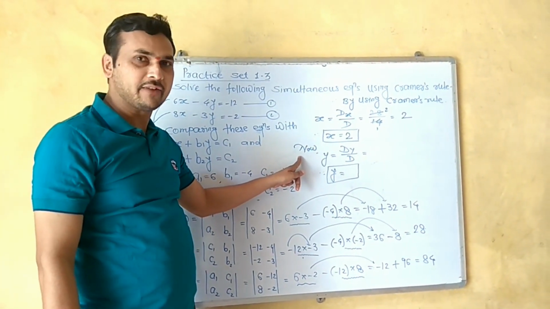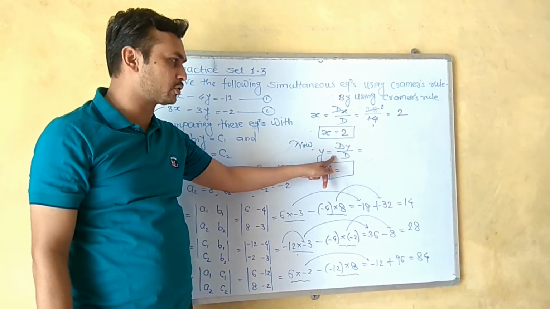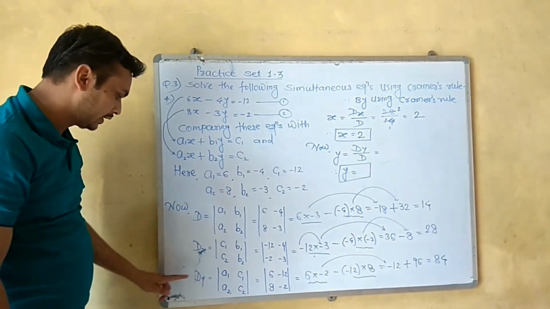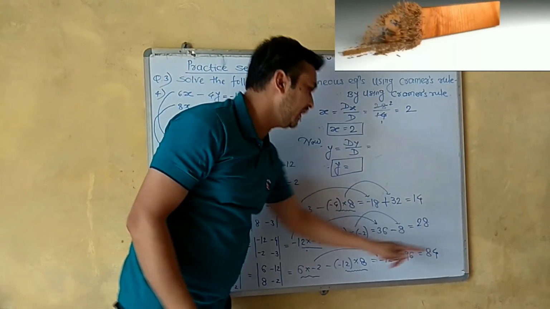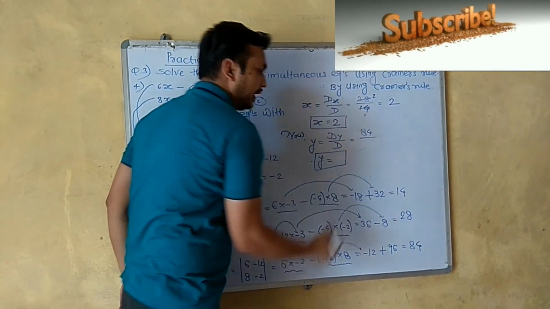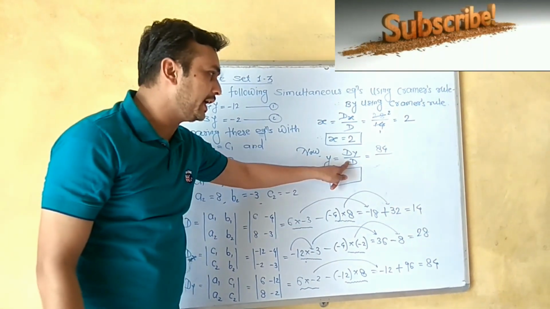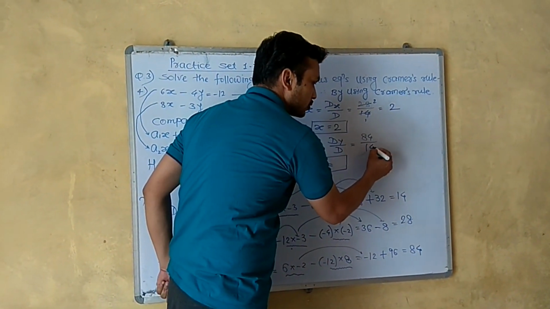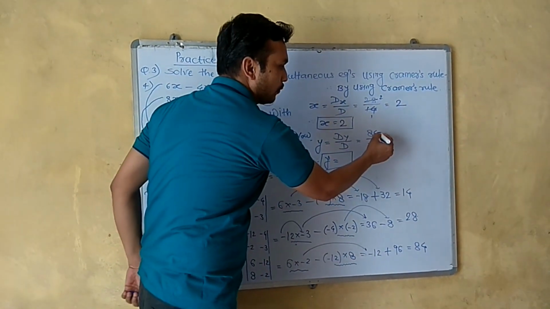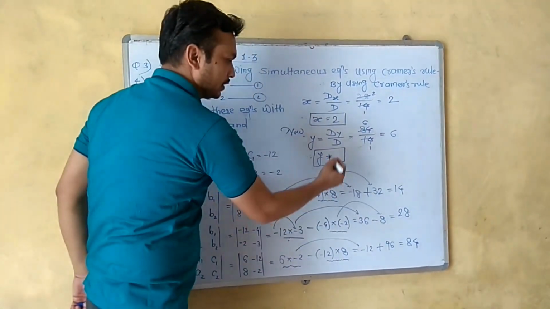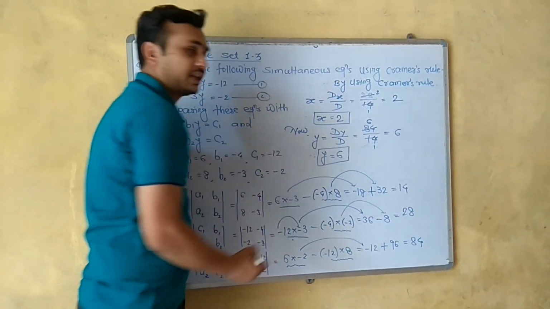Now second variable y equals to formula dy upon d, that is equals to the value of dy is 84 divided by d. D means what? Again 14. So 14 ones are 14, 14 sixes are 84. So that is equals to 6. So therefore y equals to 6.